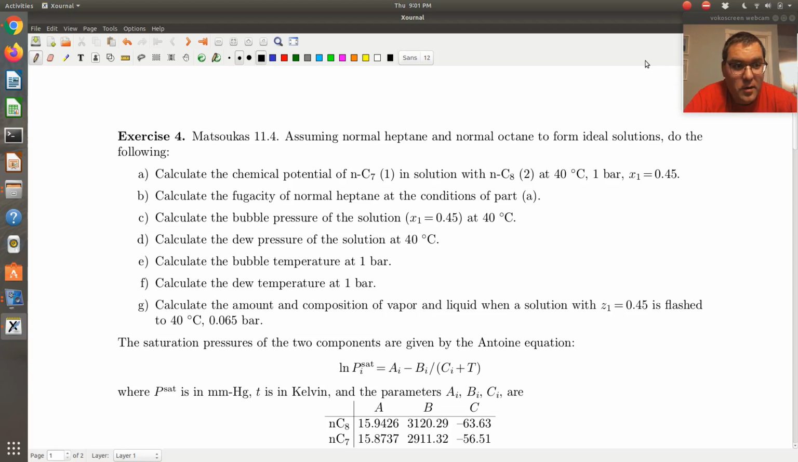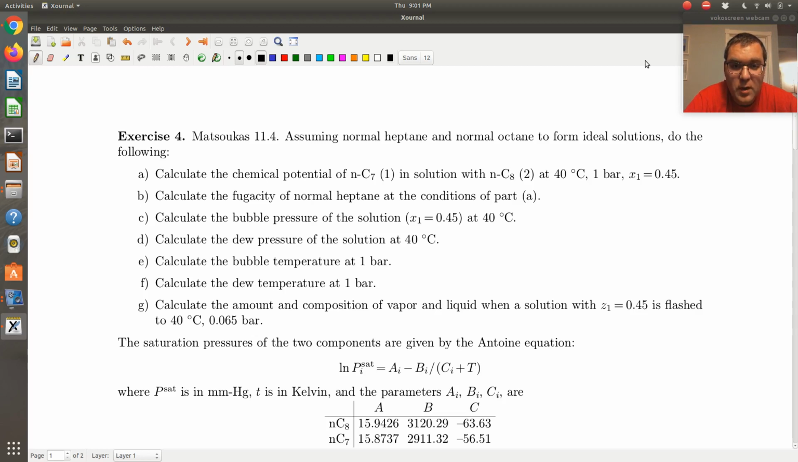Right, let's look at our next Raoult's law example. So this is exercise 4. This is problem 4 from the course textbook. Assuming normal heptane and normal octane, so that's C7 and C8, form an ideal solution, do the following.